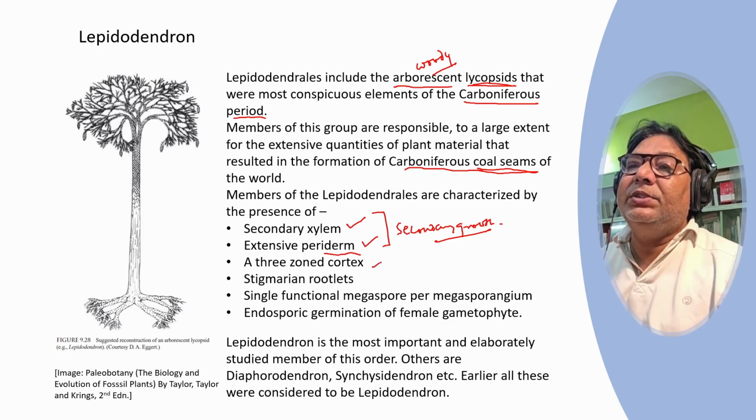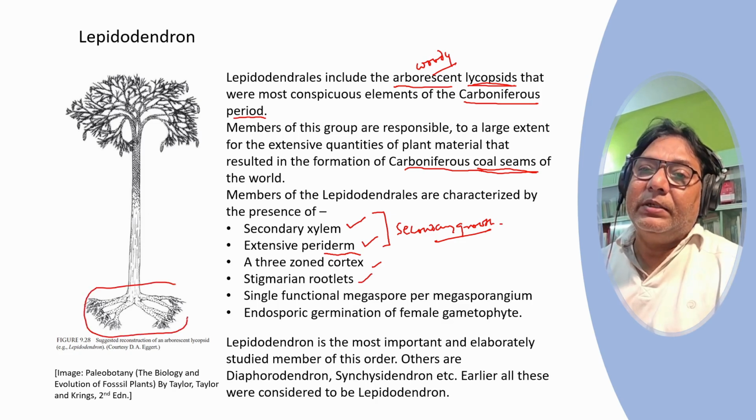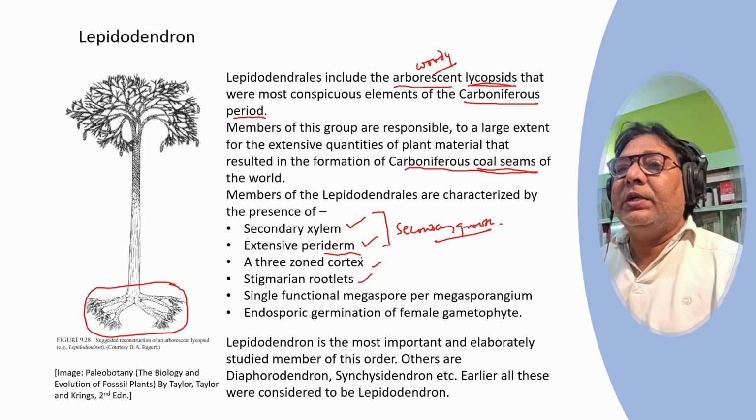Cortex is 3-zoned. Stigmarian rootlets, we will see, this is the Stigmarian rootlet. Basically these are not true roots. They are somewhat similar to the rhizophore of Selaginella. They are also dichotomously branched. You can see the dichotomy of this. This is called Stigmarian rootlets. Single functional megaspore per megasporangium.